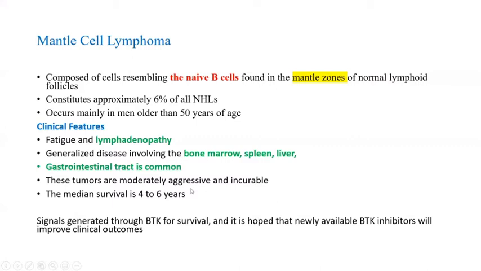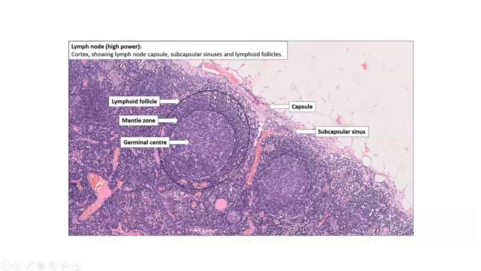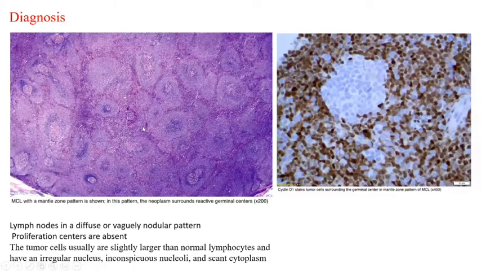So you can see this is the germinal center. This is the mantle zone. The mantle zone contains naive B cells, so the origin of this lymphoma is from the mantle zone. Follicular lymphoma was from the germinal center zone. On lymph node biopsy also, you can see that this is the mantle zone. This has become expanded.